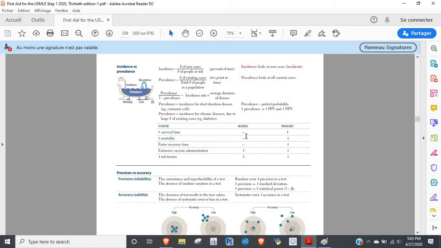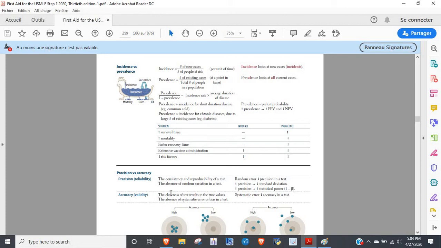Increased mortality, you're going to decrease your prevalence, obviously, because you're going to have fewer people. And the denominator here is the total number of people, and you're going to mess up the existing cases. So anyway, faster recovery time, same thing, prevalence is going to go down because you're not going to have as many cases. With vaccines, again, you won't have as many cases, so prevalence goes down. Also, incidence will go down because people won't get it. And if you decrease the risk factors, people won't get it, incidence will go down, and it won't last as long, and it won't be as prevalent.